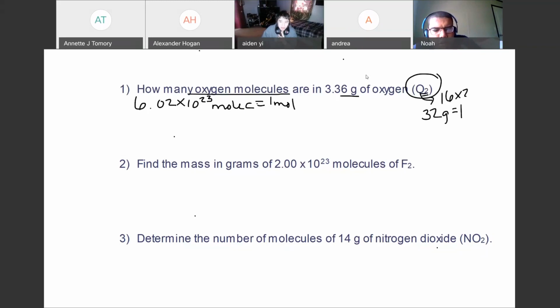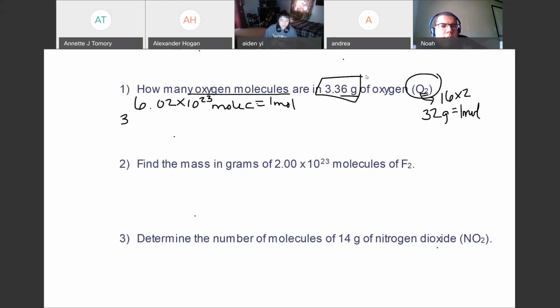Diatomic means that when it's by itself, it's not going to be single. It's going to be paired up. And so you'll never find just O. It'll be O2. Okay? All right, so now we have all our conversion factors we need. This 3.36 grams, what do I do with that? Put it over 1. Very good.